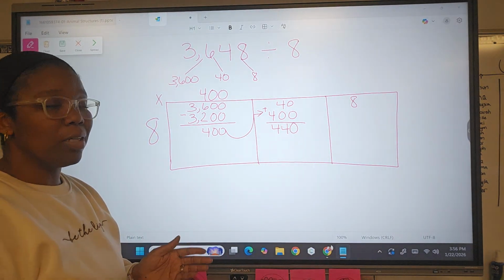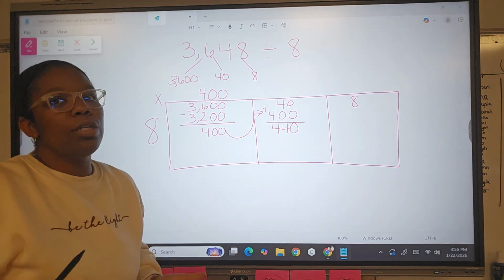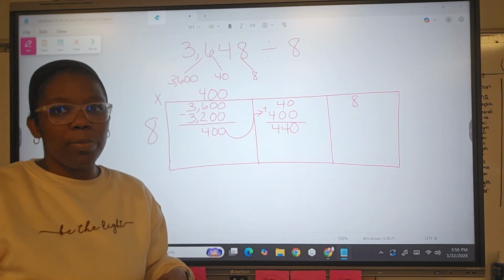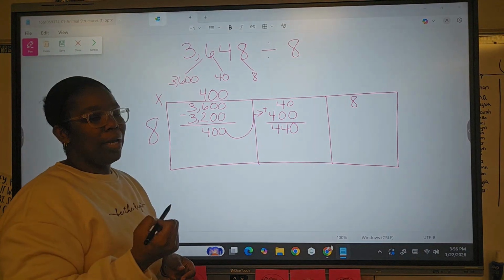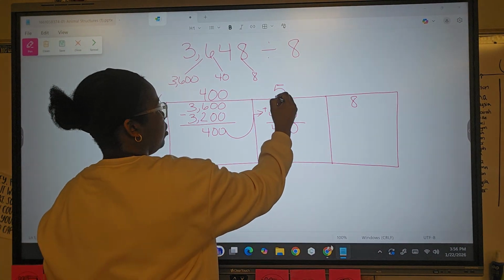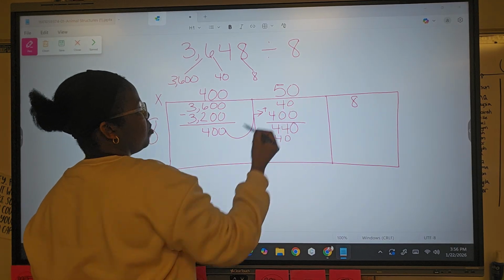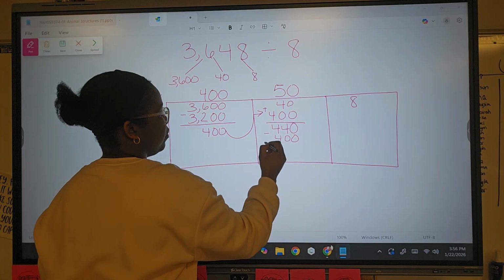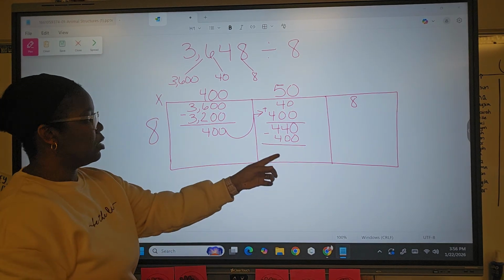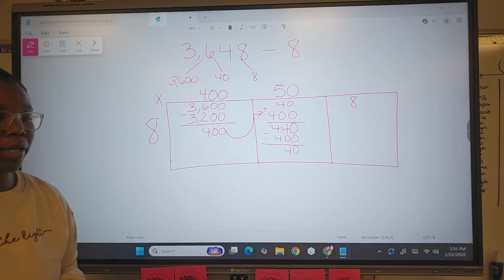Now I'm going to repeat the process again. 8 times blank gets me 440, or as close to 440 as I possibly can without going over. So I'm thinking about 8 times 5, which is 40. And then I have a 0 there, so I'm going to turn that into 8 times 50. 8 times 50 is 400. I'm going to repeat the process again. Subtract. Now I'm left with 40.